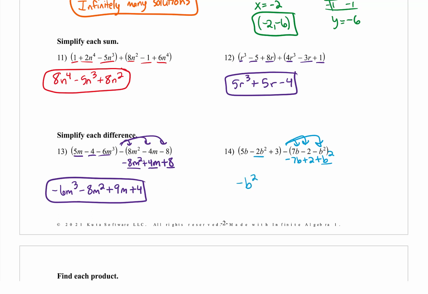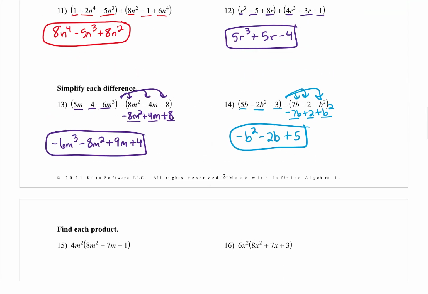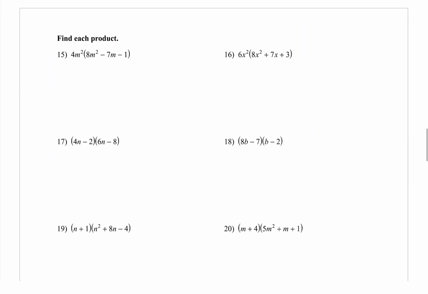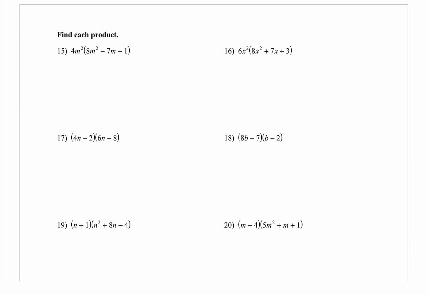So here we've got b squareds we're putting together. -2b squared plus b squared is -b squared. We've got b's. 5b minus 7b is -2b. Sorry, I was fast there. You might have to go back and pause that.